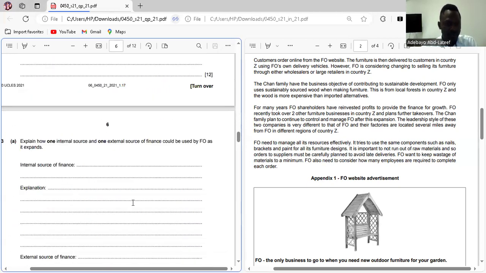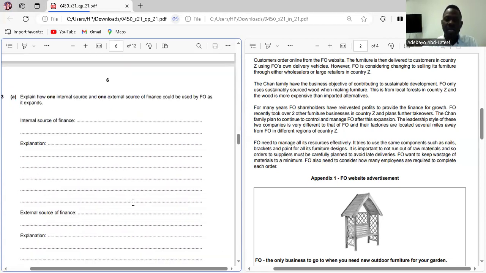We'll go to question 3. Are you there? Explain how one internal source and one external source of finance could be used by FO as it expands. For internal source, I used retained profits. And when I talk about retained profit, this is the profit that is put back into the business, right?